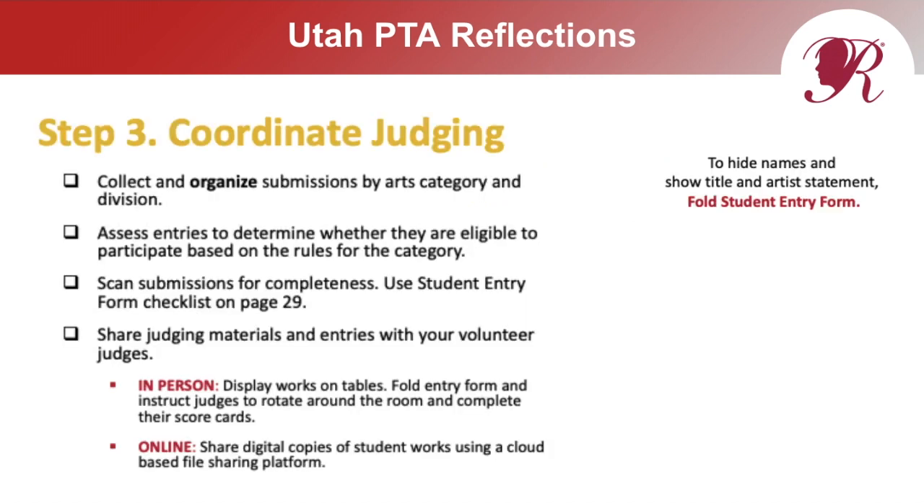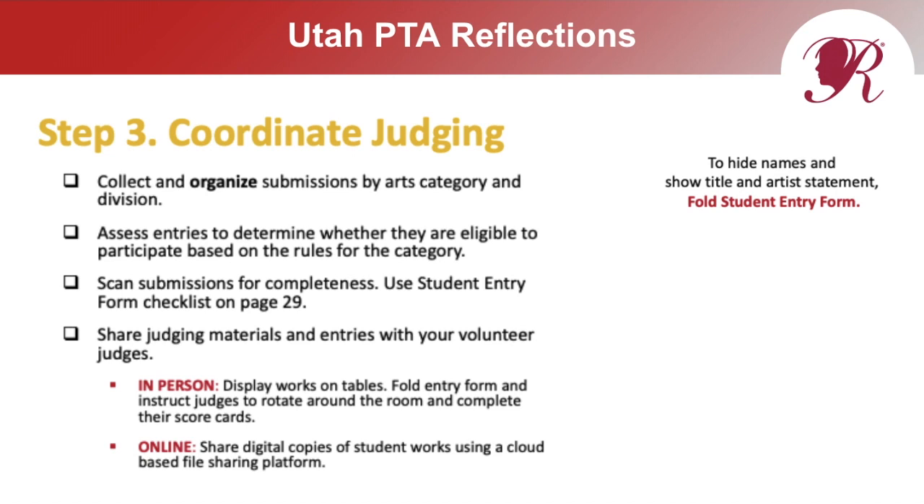Okay, the third step is to coordinate judging. You will collect and organize your submissions by arts category and division. So you'll divide them up. You'll have your literature, your dance choreography, music, and so on. And once you have it by category, then you'll divide it by division. Your primary entries, your intermediate entries, your special artist entries, they all should be judged. They can be judged by the same people, but they will be scored just per their division and arts category.